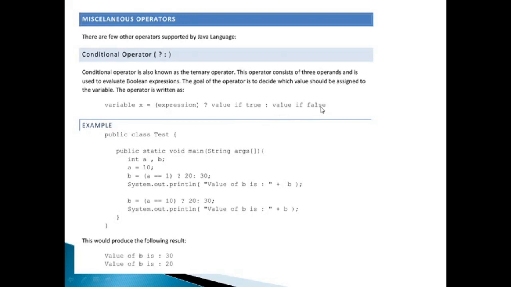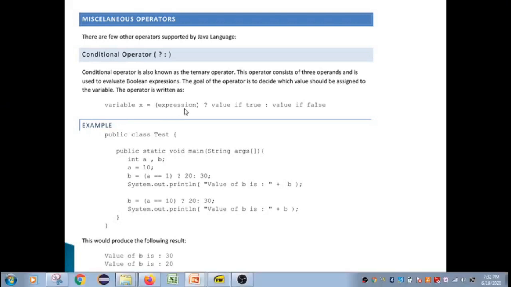So there are three characters that are used. First of all there is an equal to, then there is a question mark, and then there is a colon. Suppose I have to find the greater among 2 variables. I will write int x is equal to, and in that expression I will write a greater than b, then question mark a colon b. In that case, the greater of the 2 numbers will be assigned to the variable at the left side of the equal to sign.